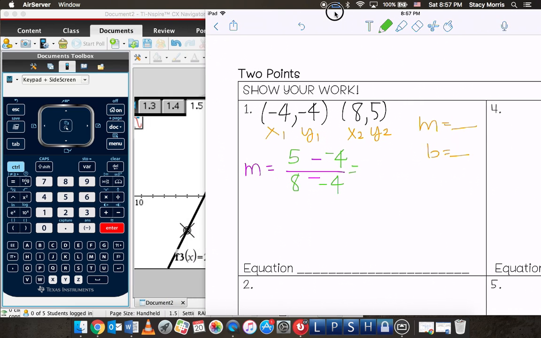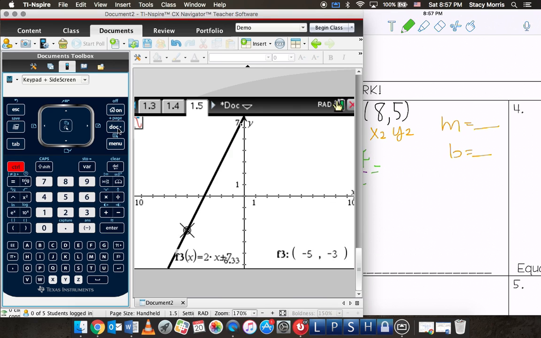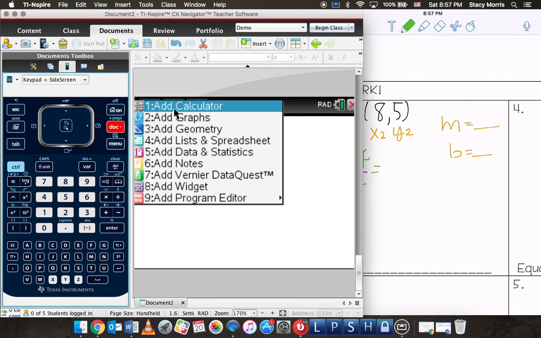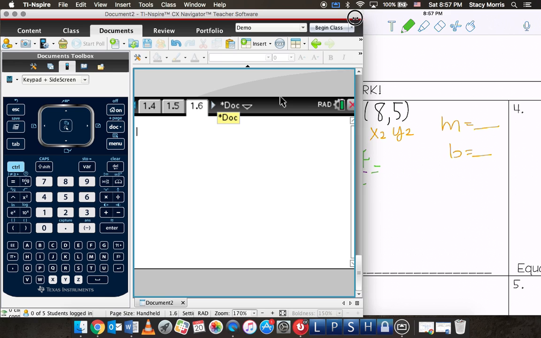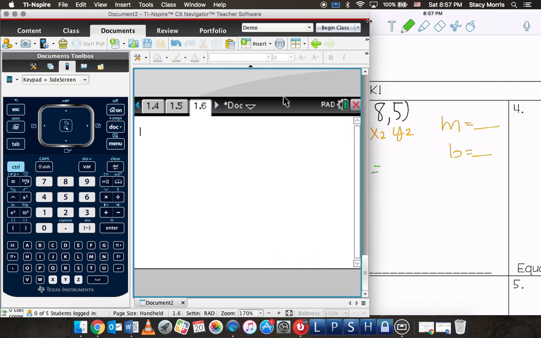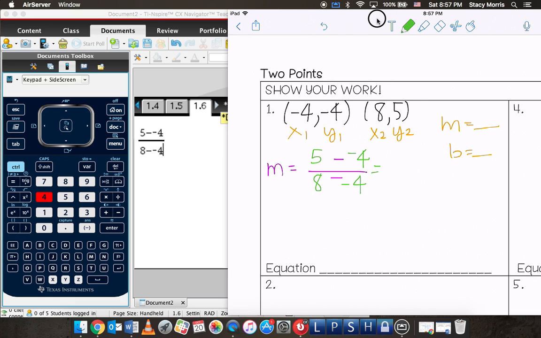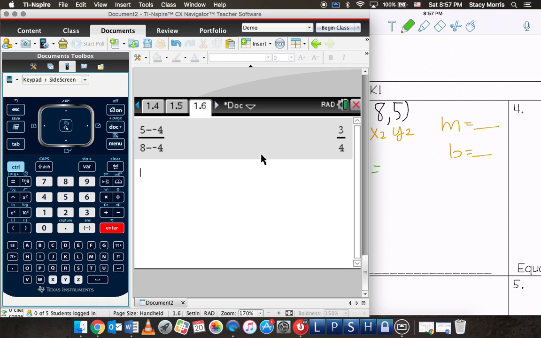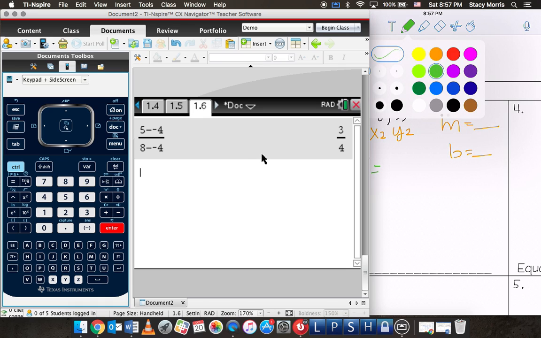So I'm going to use my calculator to do that. So I'm going to do control, add a page, add a calculator. So I'm typing in all of this. 5 minus -4. So I'm going to do control divide. 5 minus -4. On the denominator, I have 8 minus -4. Let me just confirm that that's correct. So 5 minus -4, 8 minus -4. Okay. Enter. So our slope is 3/4. So our m is 3/4.